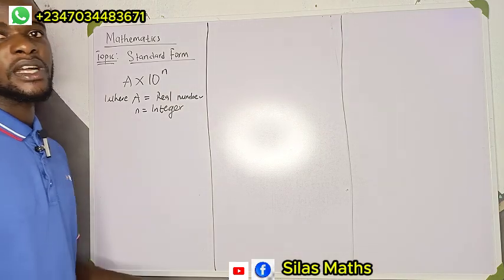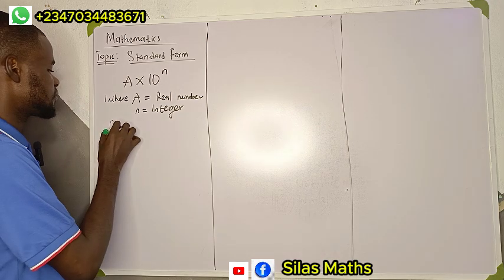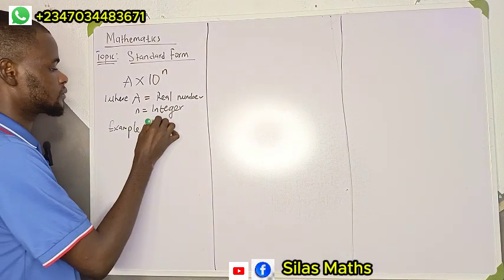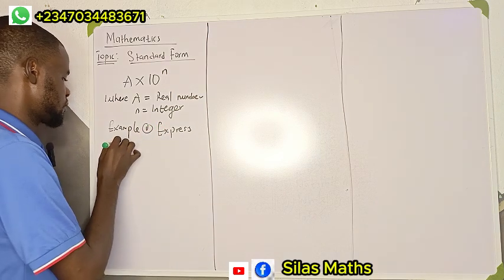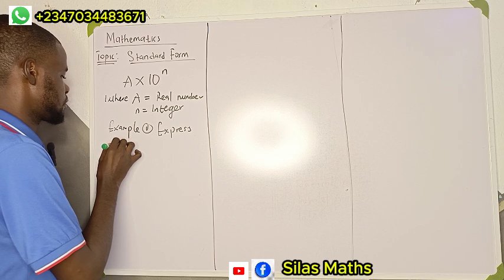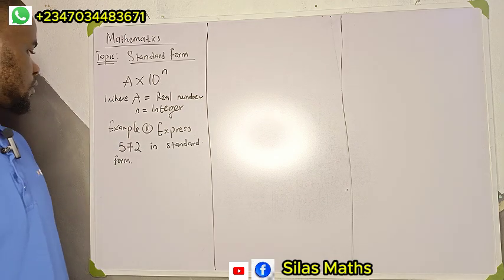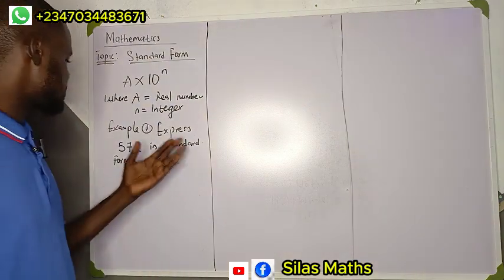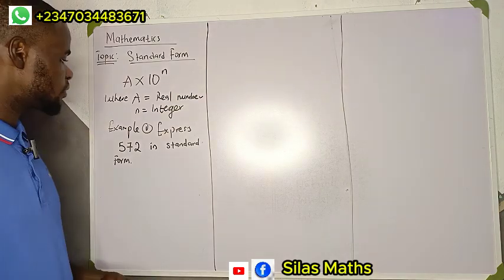So how do we do that? So let's quickly jump into an example. Let's say we have something like this example. So we have this question which reads, express 572 in standard form. So what are we going to be doing now?